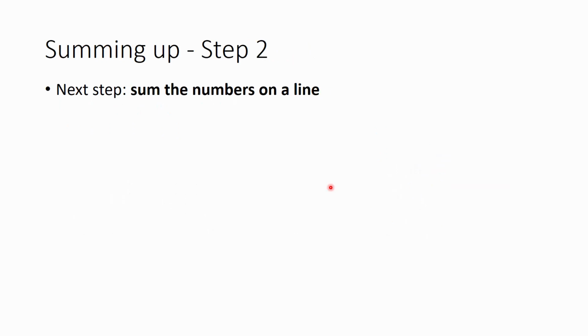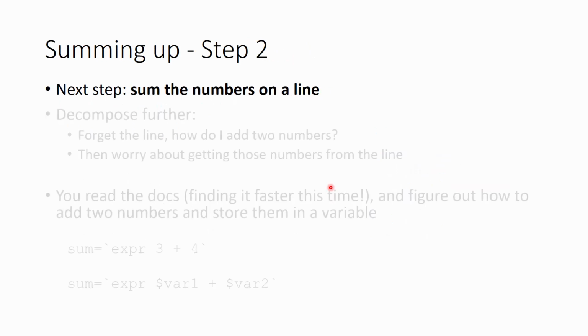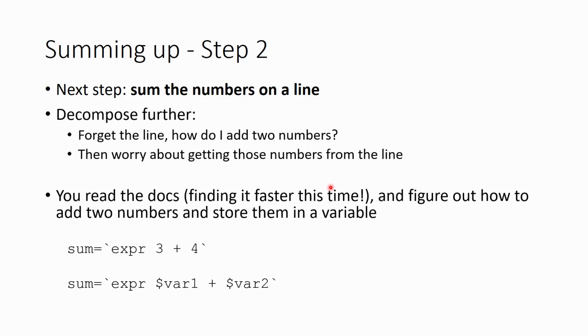So now let's try summing up the numbers on a line. To decompose that a little further, how do we add 2 numbers? And then we'll worry about actually getting those from a line. Well, we remember from previous lectures and from the documents that we can add 2 numbers and store them in a variable with the expr command, and that specifically we have to use a subshell to do that calculation and resolve it before we can stuff it into the variable. We can even use variable names and grab them from external variables as opposed to just entering data directly.